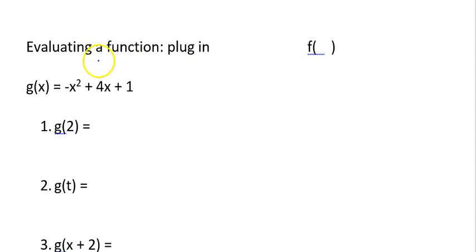Okay, the next thing we're going to talk about is algebraically what they want you to do with functions. One of the things they want you to do is to evaluate a function. Anytime they say evaluate, that means plug in. Even when you're doing things different than this, if it says evaluate, you want to plug in, you want to get a numeric answer. The nice thing about function notation, when you have f of something, is that whatever they put in the parentheses is what you plug in.